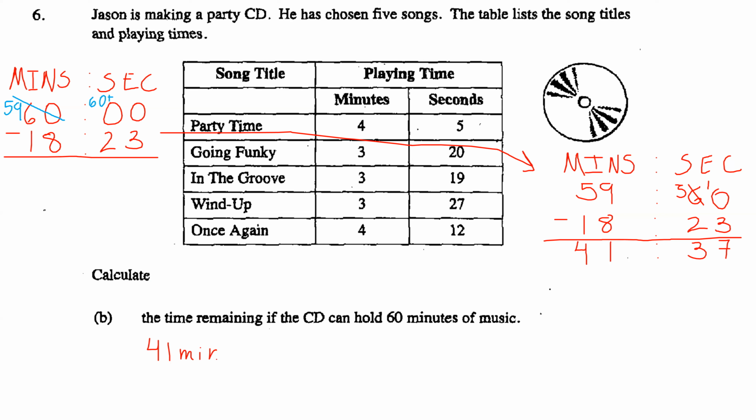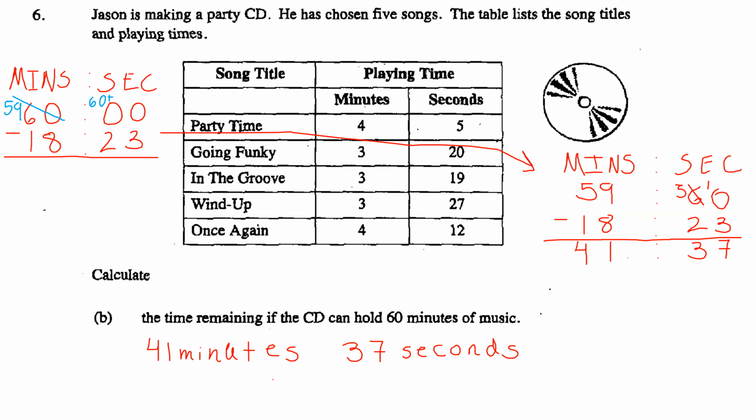So the time remaining is 41 minutes and 37 seconds. That's how much time is left on the track, or on the CD rather. So 41 minutes and 37 seconds. Seconds. Let's spell seconds right. All right. Awesome stuff. Very good. So the answer that we got was 41 minutes and 37 seconds. That's the answer that we got.